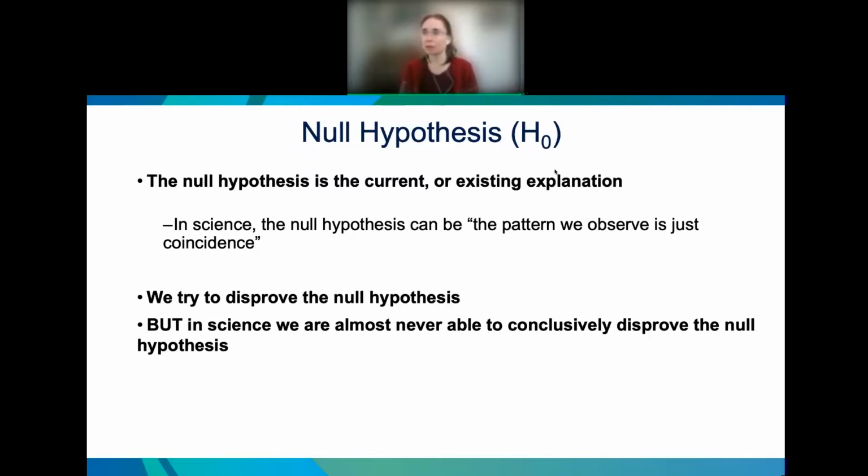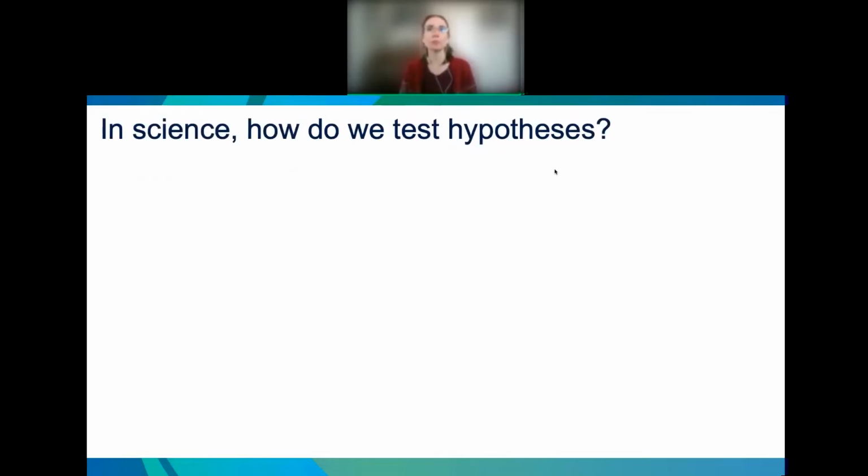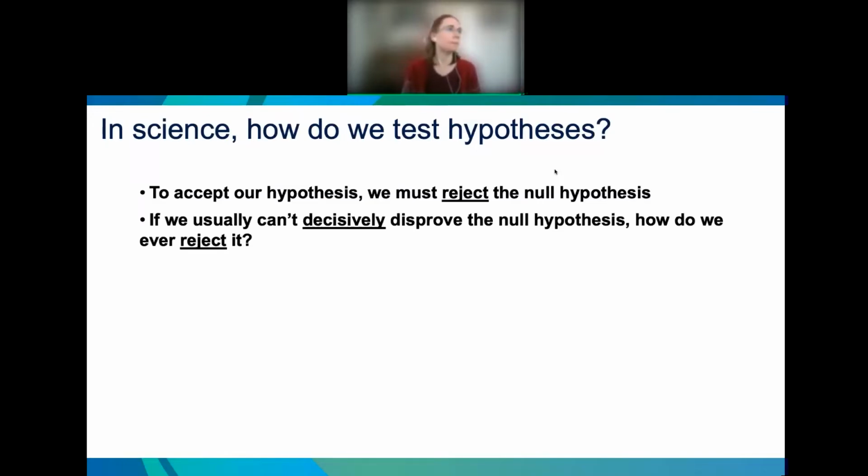Now, unlike the purple sheep example, in science, it is usually impossible to conclusively disprove the null hypothesis. So we would like to be able to be confident enough to reject the null hypothesis. So in order to accept our hypothesis, we want to reject the null hypothesis. But if we can't conclusively or decisively disprove the null hypothesis, how do we get to the point where we can reject it?